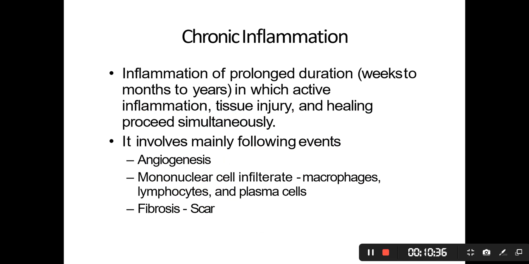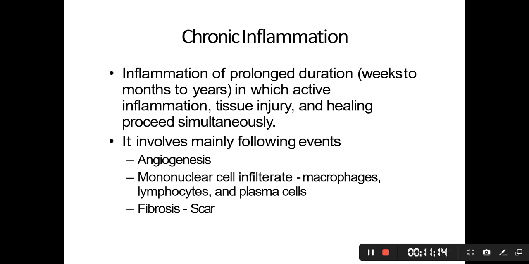Coming to the next, the second phase, and you can also say the second type of inflammation. Sometimes inflammations move from acute to chronic phases. Sometimes inflammations are chronic directly, like tuberculosis infection, which generally comes as chronic inflammation directly. Chronic inflammation is inflammation of prolonged duration, weeks to months to years, in which active inflammation, tissue injury, and healing proceed simultaneously. So everything is happening in chronic inflammation altogether.